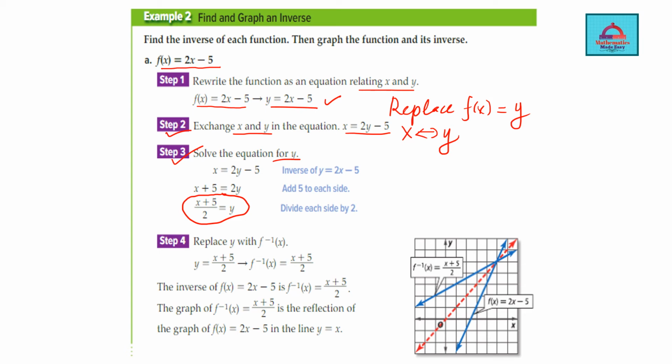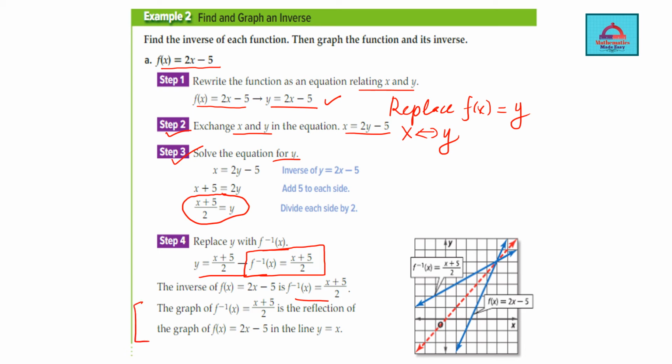And then finally you replace your y with f inverse x. Okay. So when you replace y with f inverse x, what you get is your final answer. You get your inverse. So f inverse is the inverse of the given function. And now comes the graph.